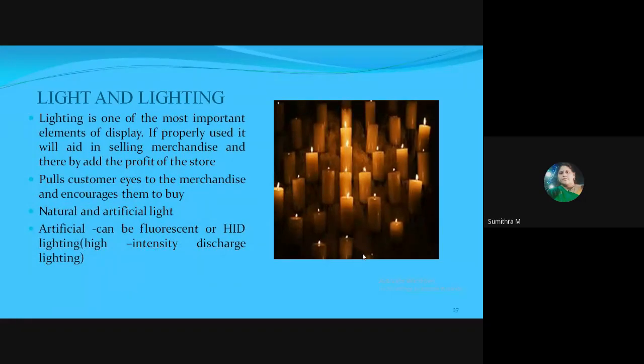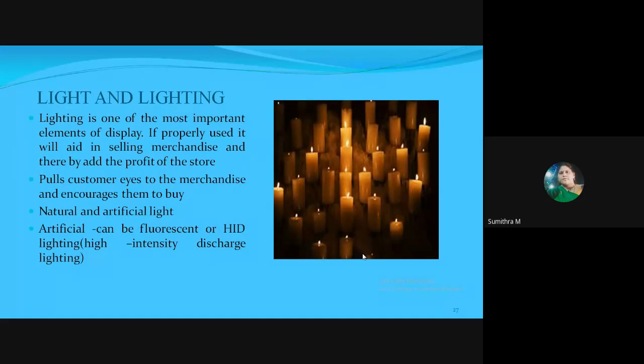Next one is about light and lighting. It plays a major role in visual merchandising or visual display. Lighting is one of the most important elements of display. If properly used, it will aid in selling merchandise and thereby add to the profit of the store. It pulls the customer's eye to the merchandise and encourages them to buy.